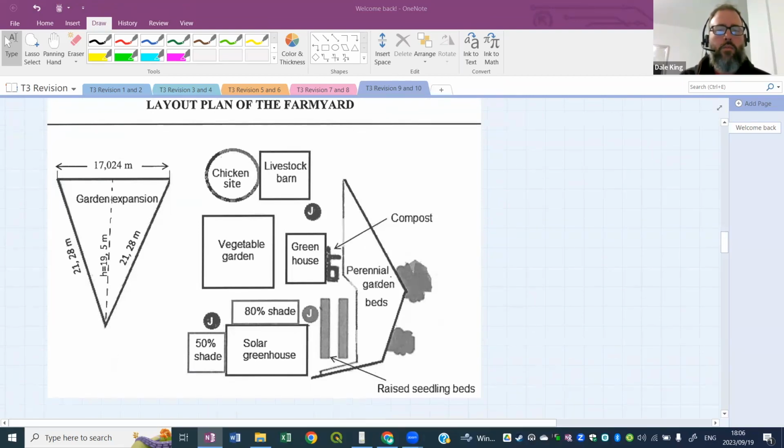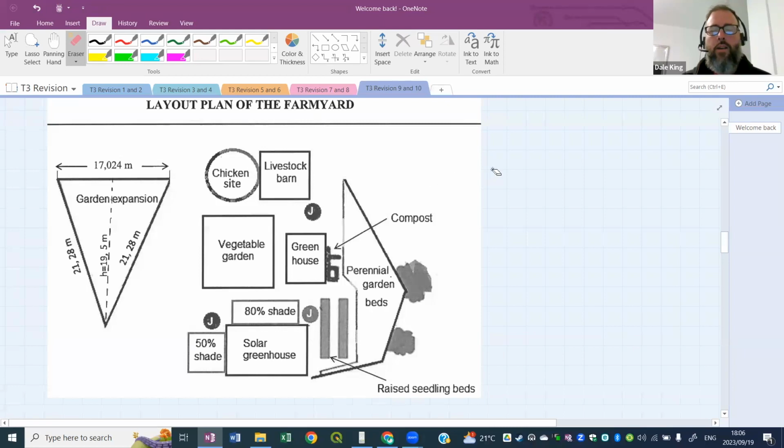So we've got all kinds of different sections of the farm. We've got perennial garden beds over here at the bottom right-hand side. We've got a greenhouse in the middle. We've got a vegetable garden, solar greenhouse, a livestock barn, a chicken site. And then on the left here, we've got a garden expansion with a whole lot of dimensions on it. Obviously, they're going to ask us questions on the garden expansion. And we've got little circles with J in them. These are apparently JoJo tanks, but we're not really going to answer many questions on this.